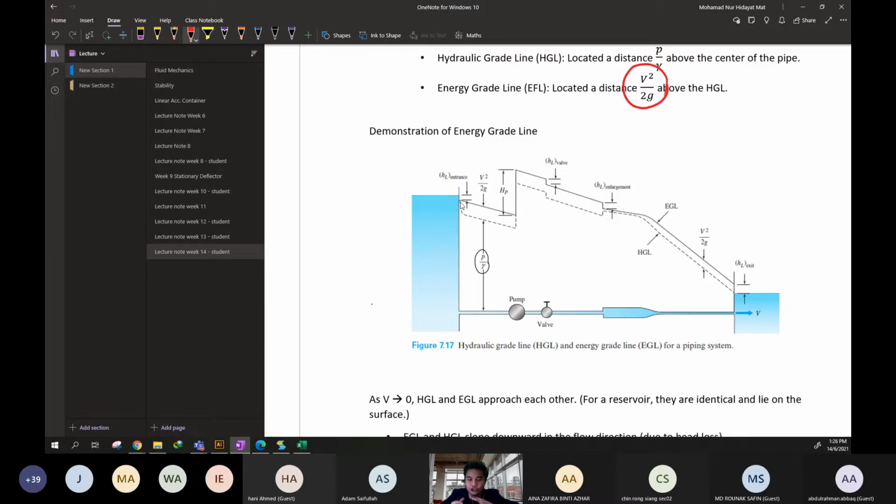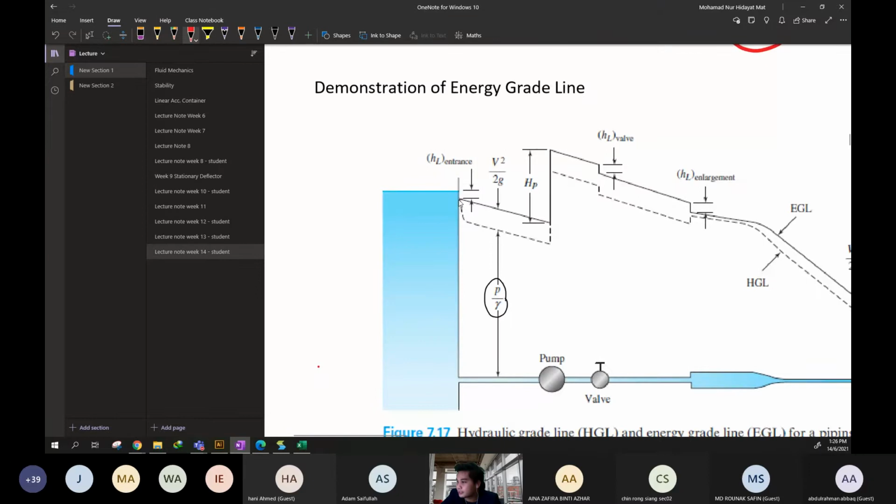So start from here. Okay, the velocity reduces. The kinetic energy reduces along the pipe. And then due to the major losses, because of the friction, it will try to hinder the motion from moving.